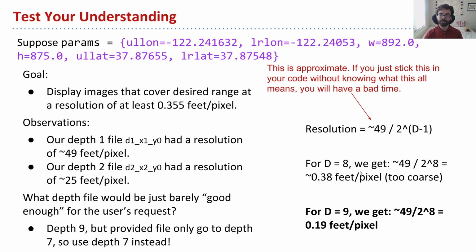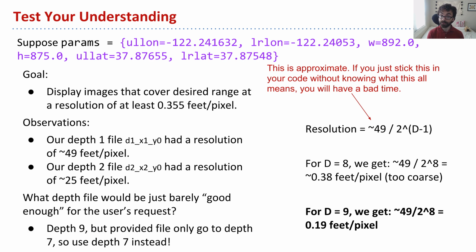So if we look at d equals 8, we would get around 49 divided by 2 to the 8th, which in a calculator we can find as 0.38, and that is not enough feet per pixel to satisfy the user's request. If we go to d equals 9, well, in that case, finally we get to 0.19 feet per pixel, and the user would be happy.